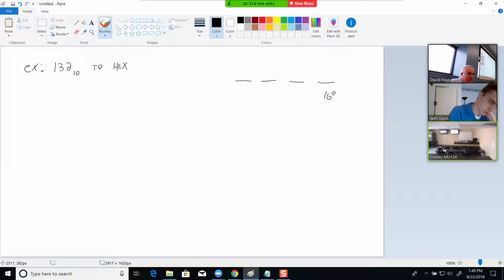We've got 16 to the 0, which is 1, 16 to the first, which is 16, 16 squared, which I believe is 256. Not that we need it. We don't even need 256. But 16 to the third is 4,096.